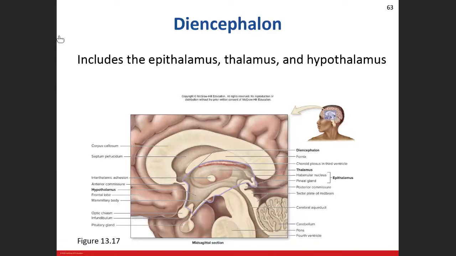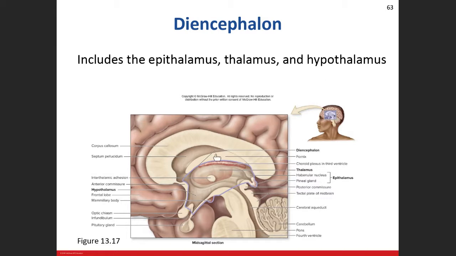Hello guys, this is the third part of the brain chapter, and in this part I want to talk about the diencephalon and the brainstem. The diencephalon is sandwiched between the inferior region of the cerebral hemispheres, and because of that we call it the in-between brain. The diencephalon is composed of the epithalamus, thalamus, and hypothalamus.